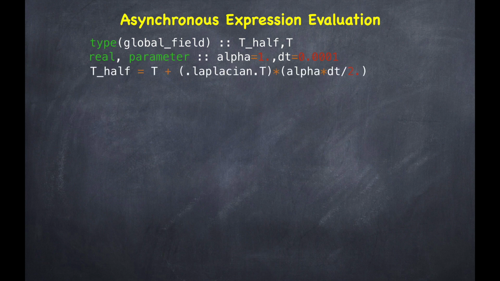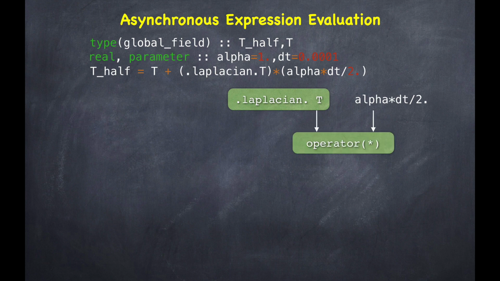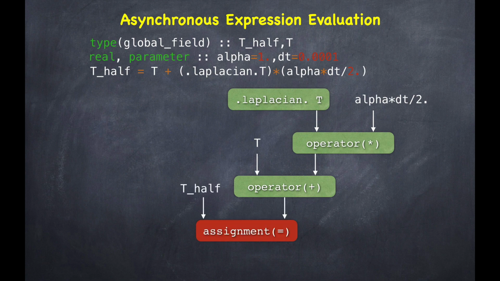Now, because the compiler won't know how to apply operators to operands of a user-defined type, we have to write several operators ourselves. Evaluating this expression from right to left, we will first need to write a Laplacian operator. The result of the Laplacian operator will be passed as the left-hand argument to a user-defined multiplication operator. The result of the multiplication operator will be passed as the right-hand argument to a user-defined addition operator. Finally, the result of the addition operator will be passed as the right-hand side to a user-defined assignment.